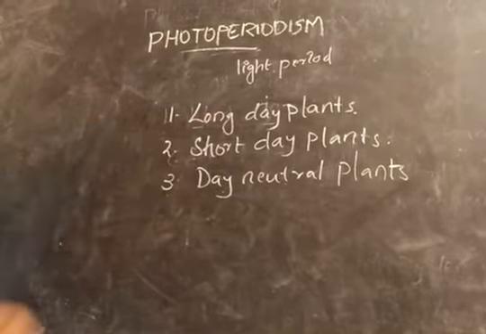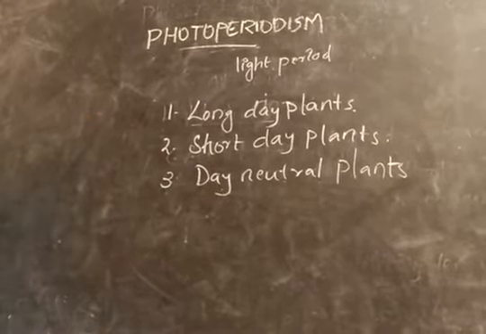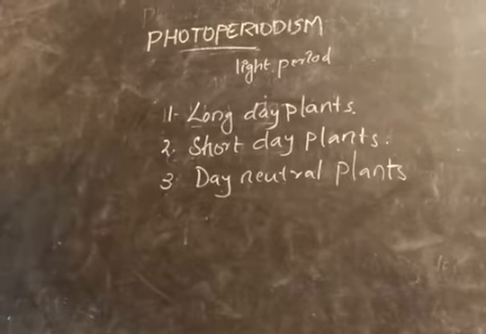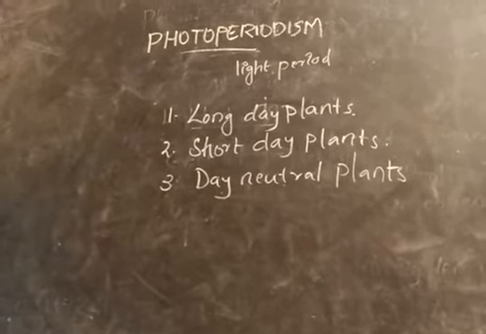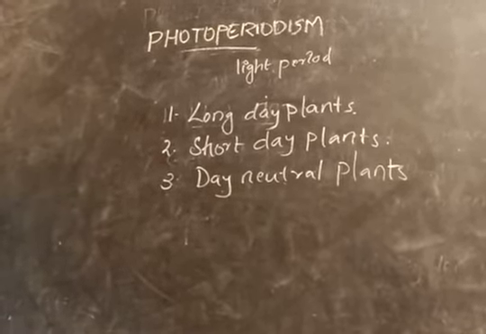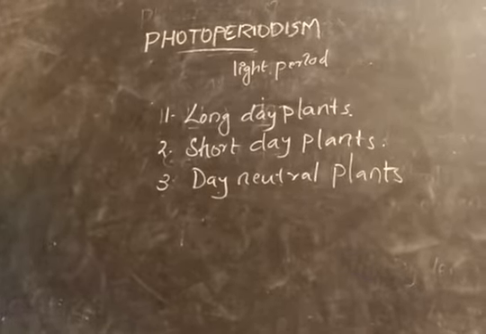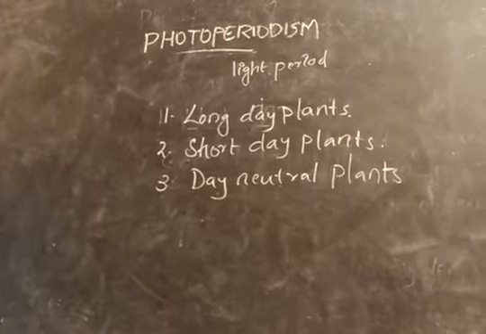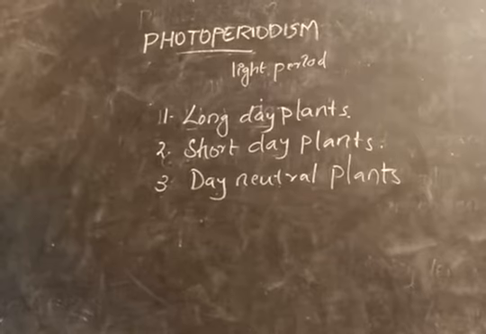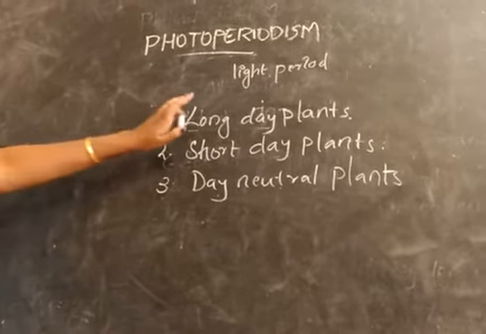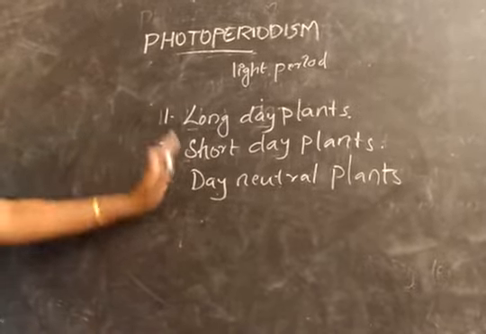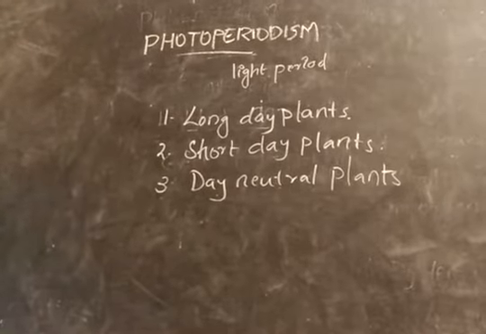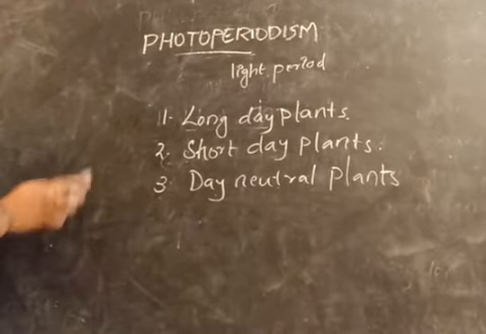Examples of long day plants are barley, pea, and oats, whereas short day plants are tobacco, cocklebur, rice, chrysanthemum, and soybean. Day neutral plants are potato, rhododendron, tomato, and cotton. So, based on photoperiodism, plants are classified into 3 types. Then we move on to photoperiodic induction.